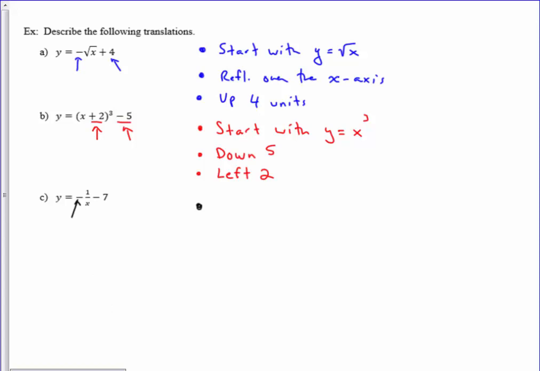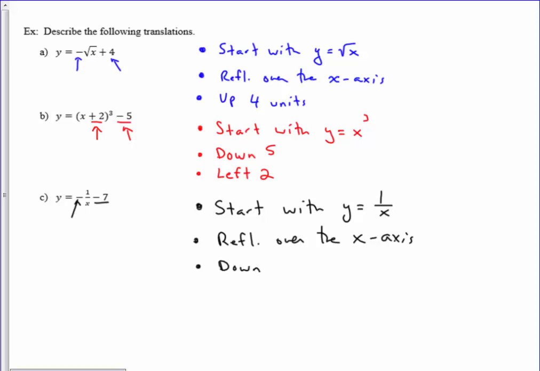So on this one, we would want to say what we're starting with. So start with y equals 1 over x. Because of the negative on the outside of the function, we would say we're going to reflect over the x-axis. And then finally we have this minus 7 on the outside of the function, and so we would go down 7 units.